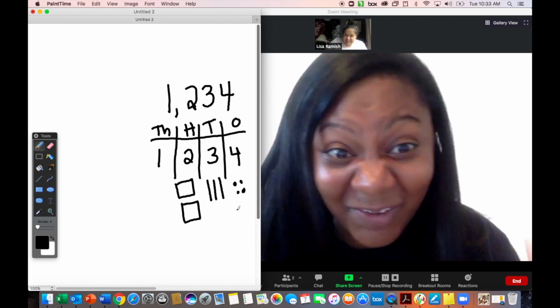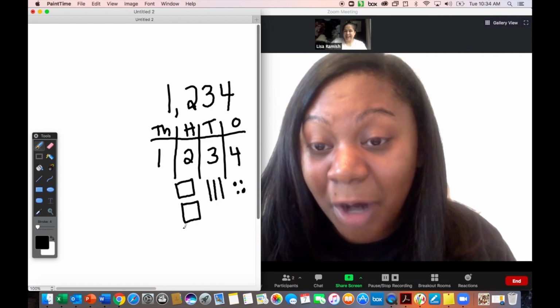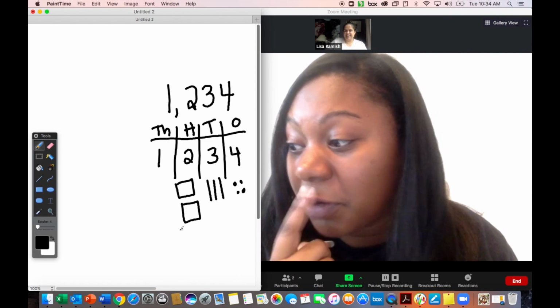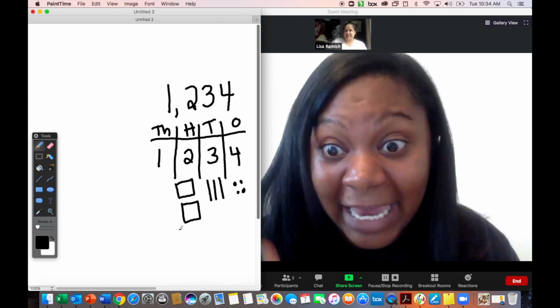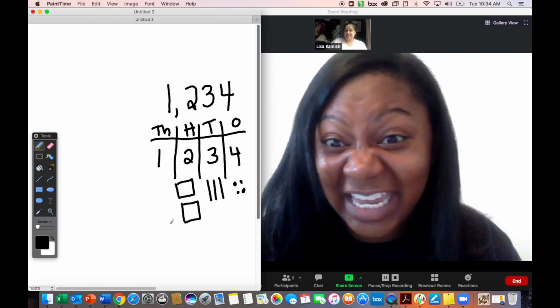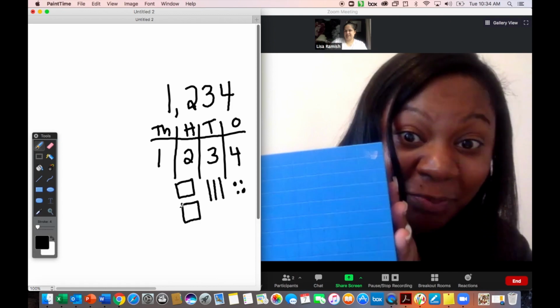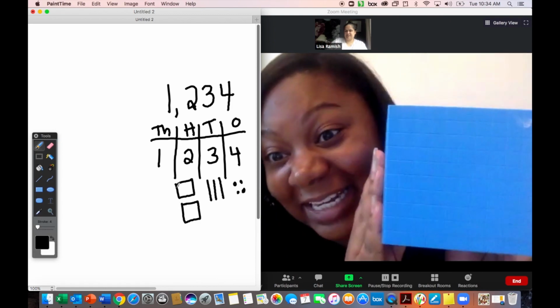Whoa, and what about thousands? Exactly. I just got really excited too. Remember our model from before? We know that 1,000 is really 10 groups of 100, right? So then I would just put 10 groups of 100, which we know we can represent in a cube, 1,000.